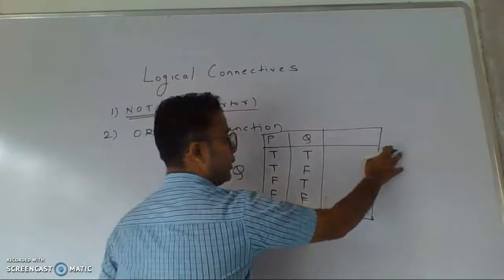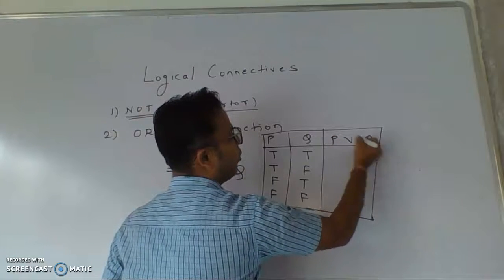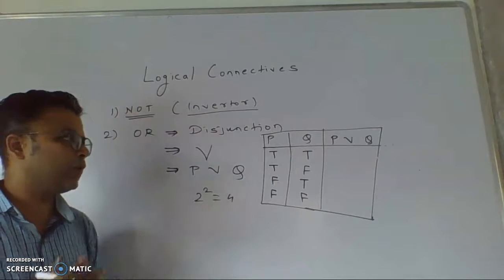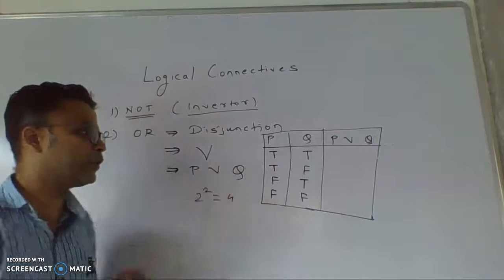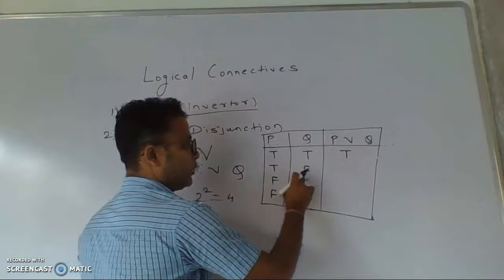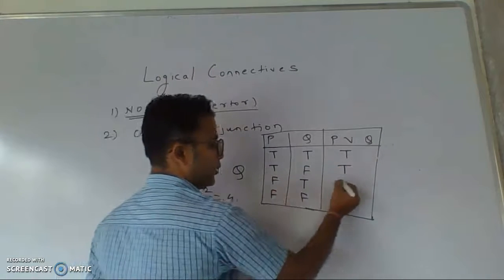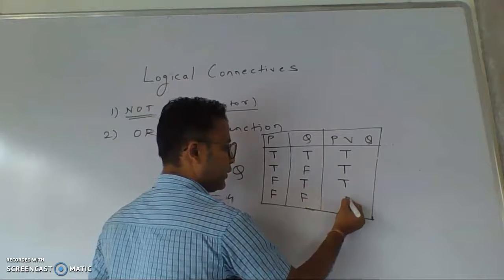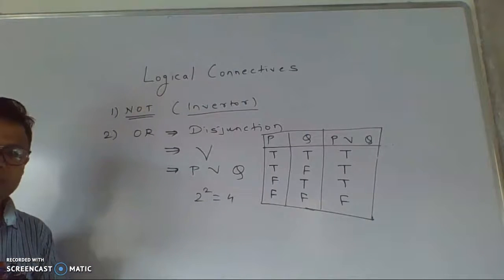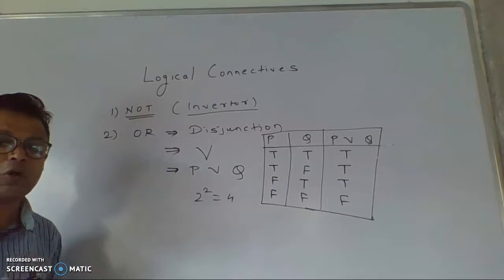Then our main part, the OR operation. How do we denote the OR of P and Q? With this sign. What will be the value of P or Q? If both the statements are true, then P or Q is true. If P is true and Q is false, then it is again true. In this case also it is true, and in the last case it is false. So what we can conclude is that the OR operation is false only when both, or all, of the statements are false.